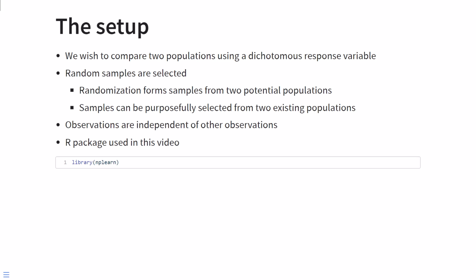But we could also draw at random from 2 existing populations, purposefully selecting a number that we choose from each of the 2 populations if we wish to compare these populations on some characteristic that can be put into one of 2 categories. The observations need to be independent of other observations. So when we collect these samples, when we draw each individual member, and then when we look at their outcomes, we want to do this independent of all the other participants in the study.